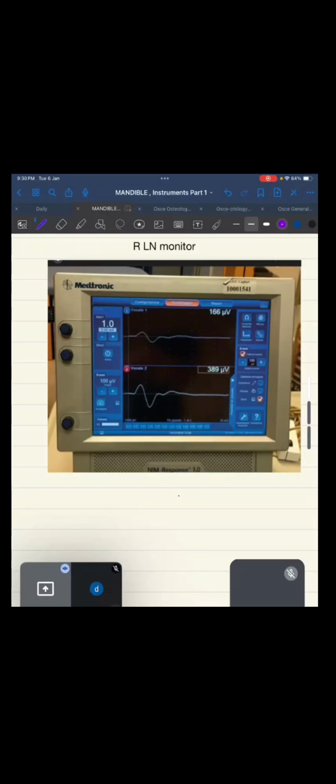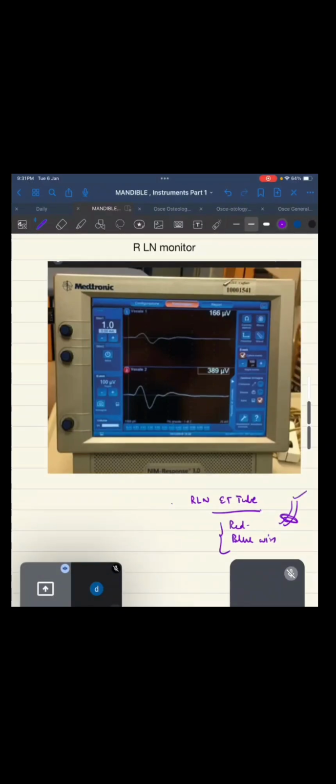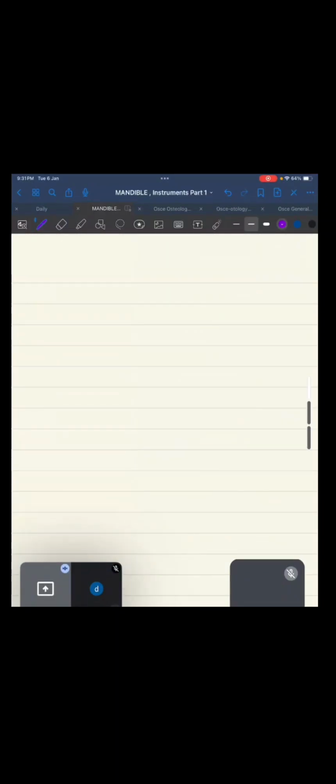Apart from that, there is a specific RLN ET tube, in which around the ET tube they have a few red and blue wires. After the class, I'll share the image with you. You'll have red and blue wires over there. So remember that tube also, the ET tube. It is related to your RLN monitoring. Specifically, if they ask you where do you use it, you use it in surgeries requiring RLN monitoring. Okay, so RLN monitoring.